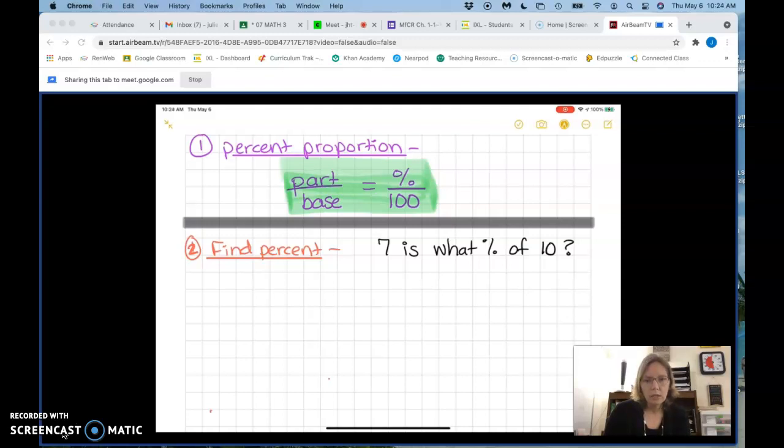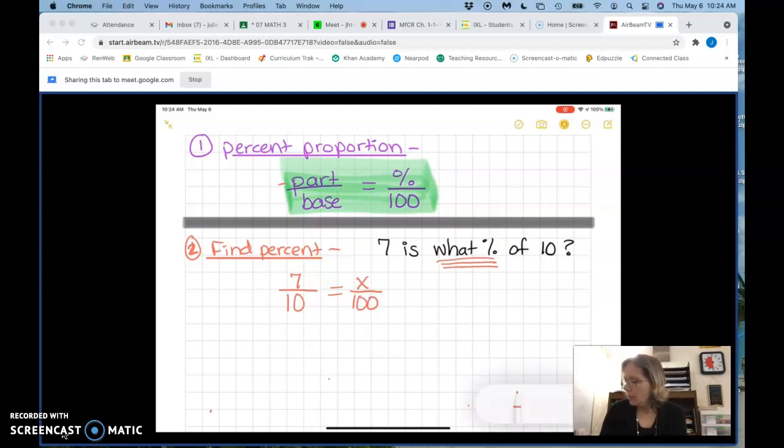7 is the part, okay? Because 7 is part of the whole number. So my 7 is going to go on top because it's the part. And then my 10 is the base because it's 7 out of 10. So that's my base. It's going to go on the bottom. And it's asking us what percent. So whatever part it's asking us for, we're going to use a variable for that number. And then we're going to always have 100 on the bottom on this side.